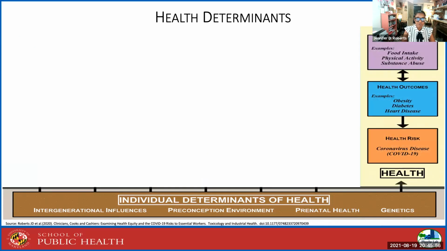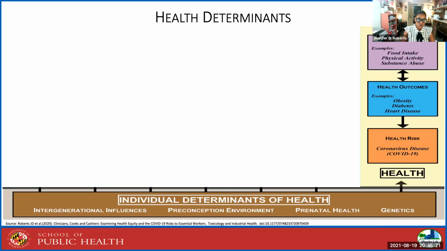Health behaviors like what we eat subsequently affect our health outcomes like maybe obesity or diabetes, which can in turn affect our health behaviors again. As such, we have seen in this pandemic that certain health outcomes or pre-existing illnesses put us at a higher risk for severe illness from COVID-19. But that's not the whole story.